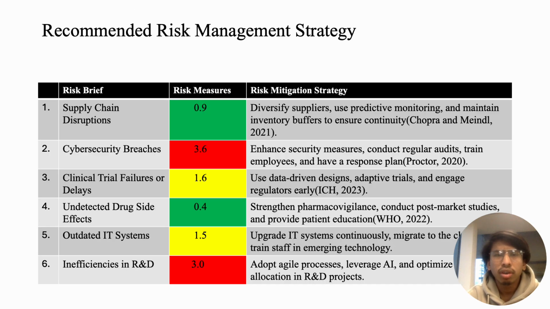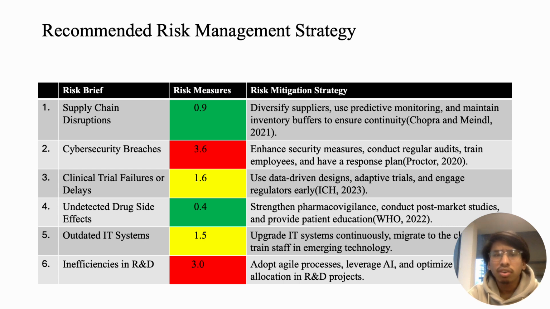Now the recommended risk management strategy for Eli Lilly, which can help them to recover from the risk. For supply chain disruptions, the risk mitigation strategy could be to diversify suppliers, use predictive monitoring, and maintain inventory buffers to ensure continuity, which can help them to minimize the risk. For cybersecurity breaches, which is one of the highest risks, what they can do is enhance security measures, conduct regular audits, train employees, and have a response plan.